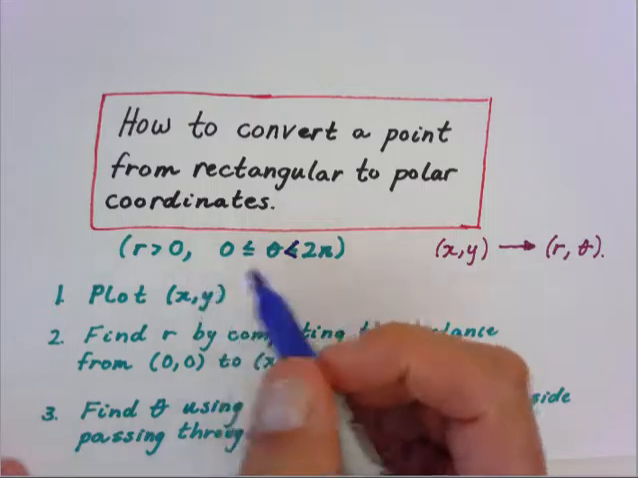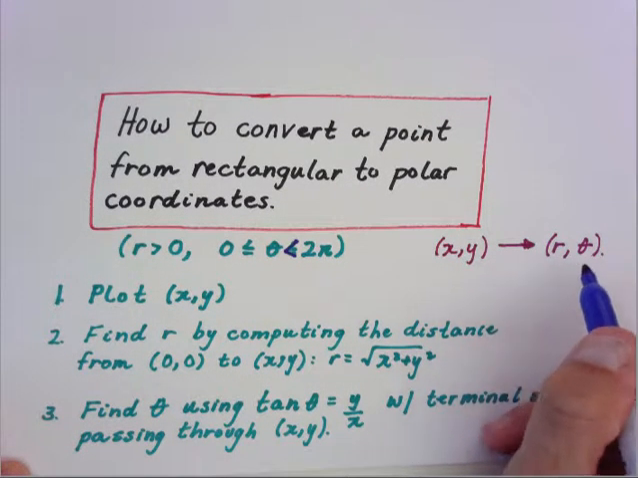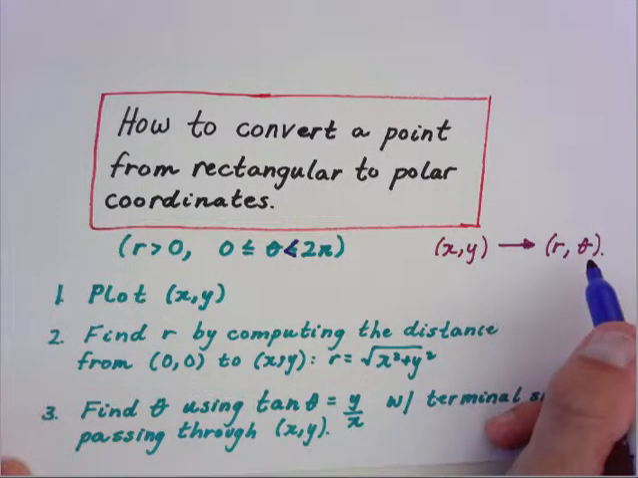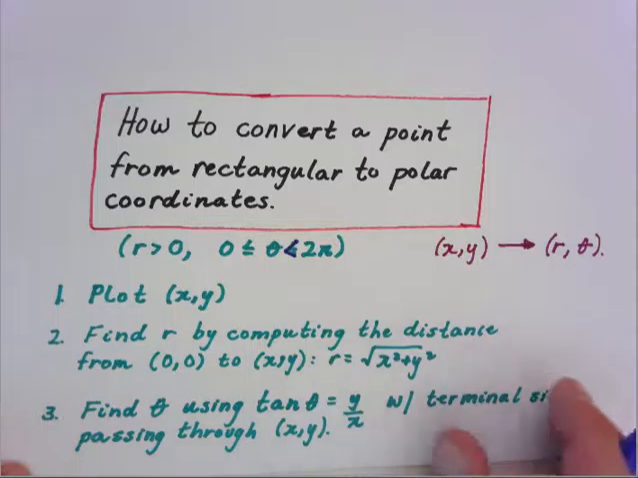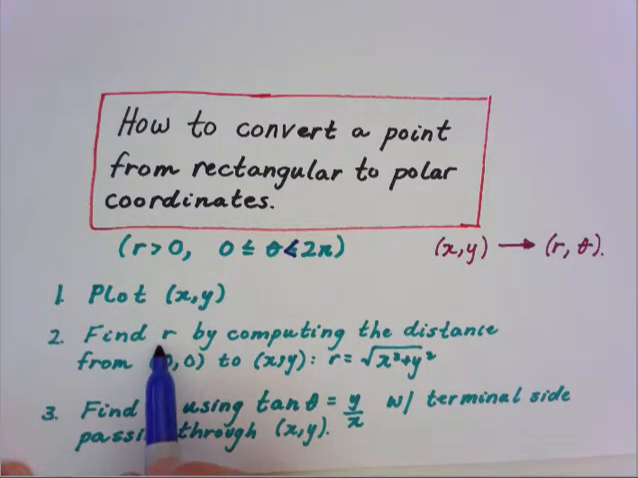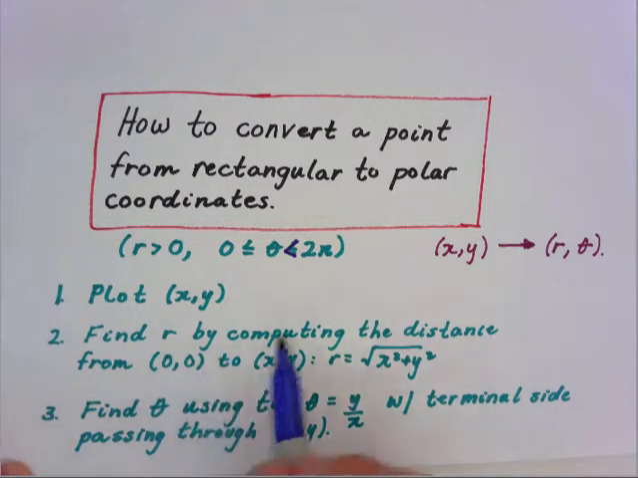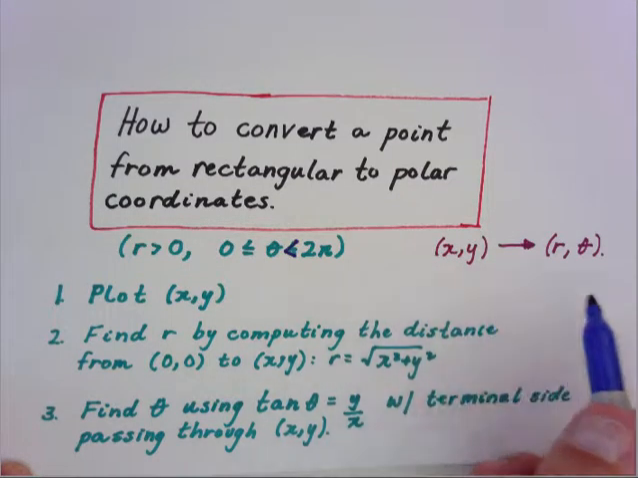So the idea here is we're going to be taking a point that's written as x, y and converting it to r comma theta, the radius comma the angle, which is in degrees or radians. The three things that we're going to use today are: we're going to plot our point x, y, and then we're going to find our r value by looking at the distance formula, r being the square root of x squared plus y squared, and then we can find theta by using tan theta is equal to y over x. So these three things are going to help us to convert from rectangular to polar form.